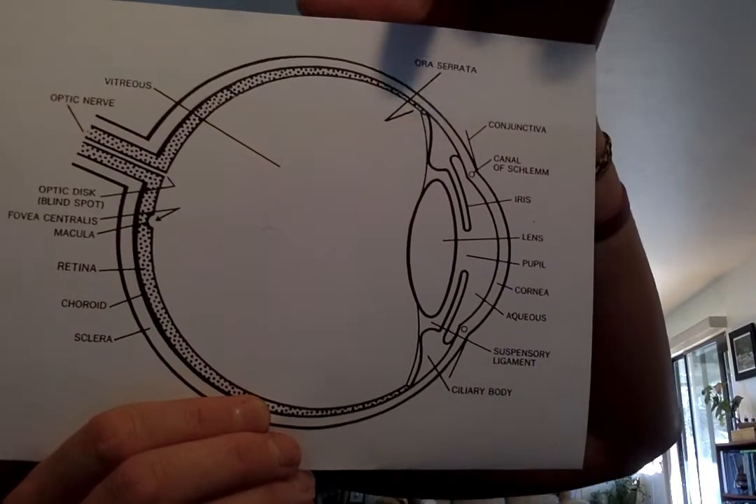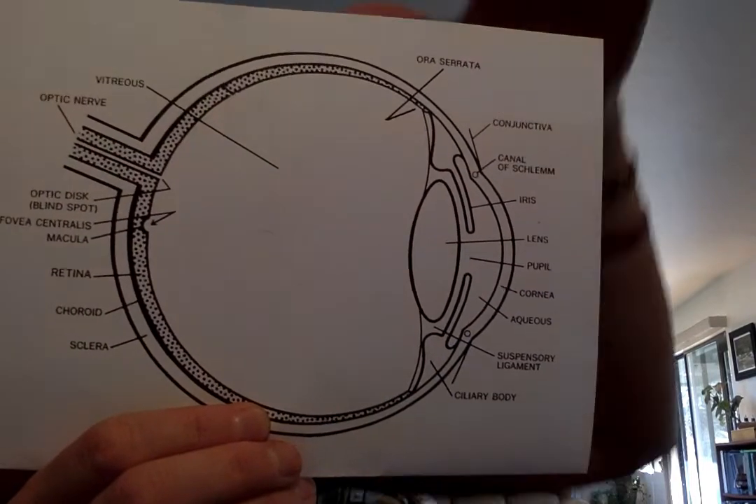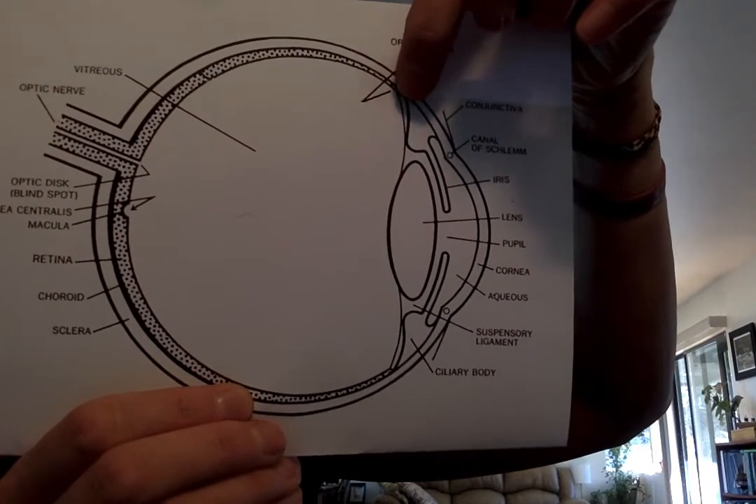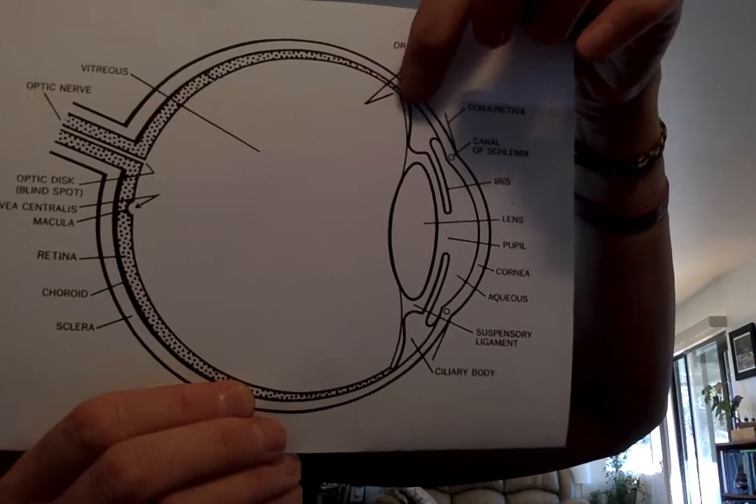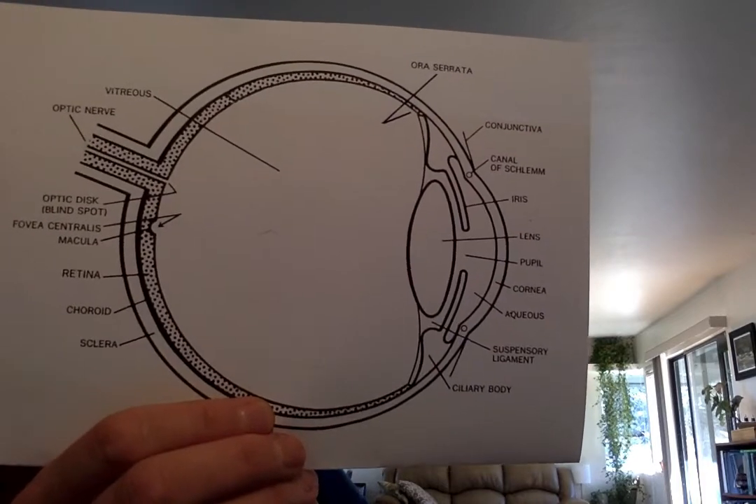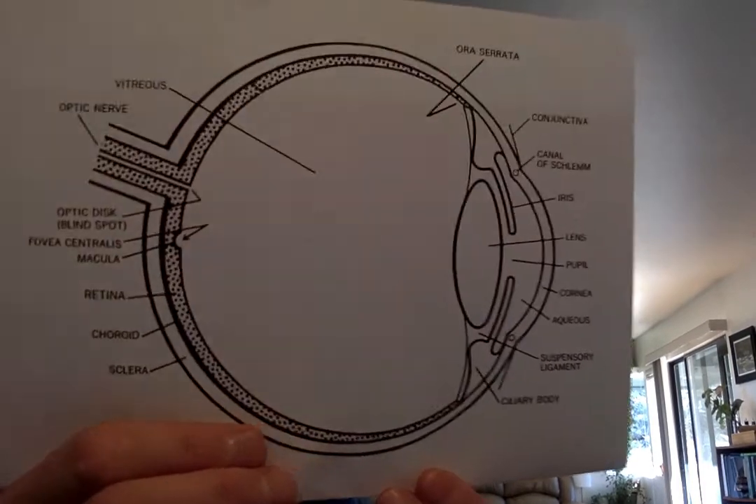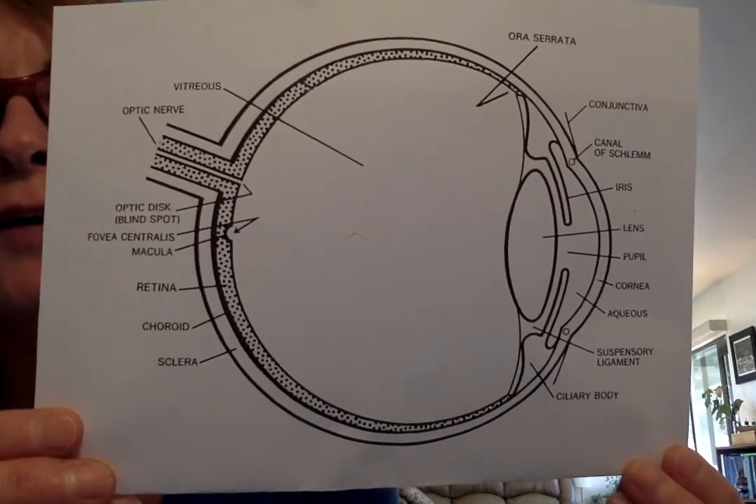And then the last structure I'm going to mention right here is the ora serrata. And that is right where the retina and the ciliary body kind of meet up. It's the junction between the retina and the ciliary body. Okay, so that's it. That is the basic structures of the eye.